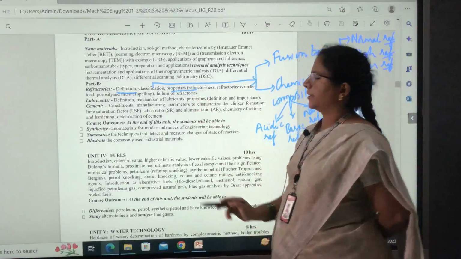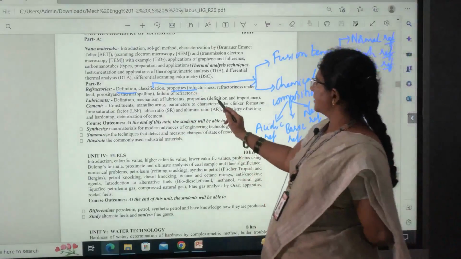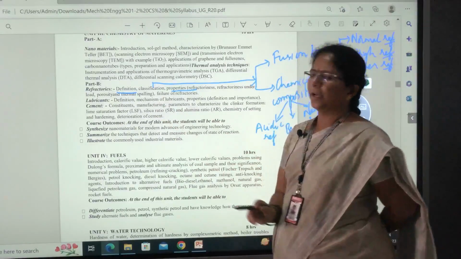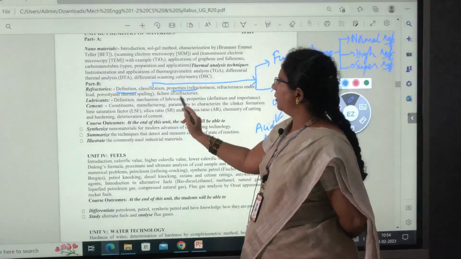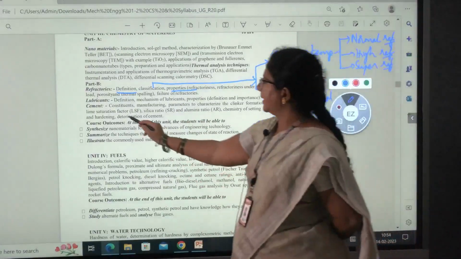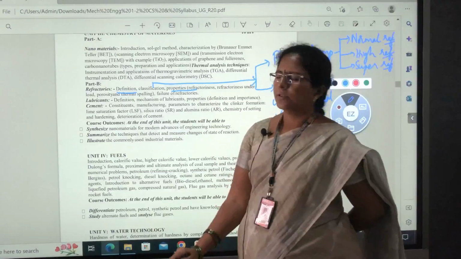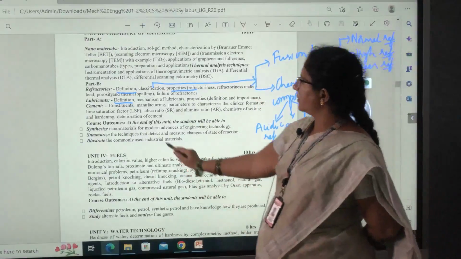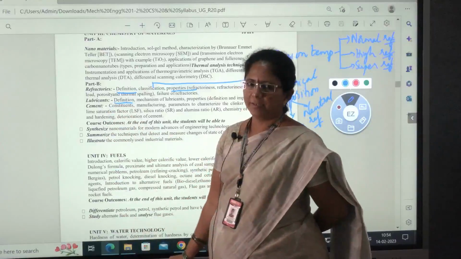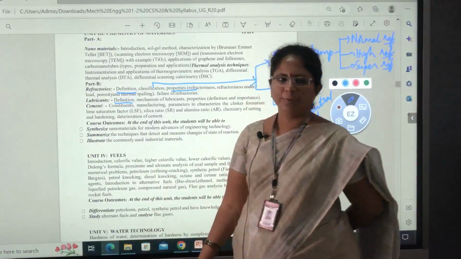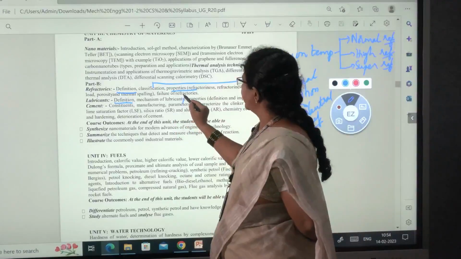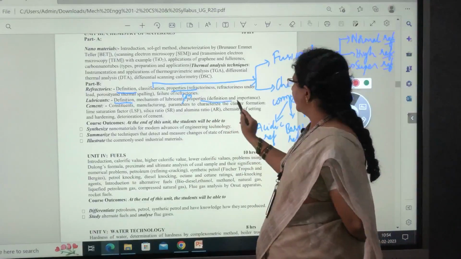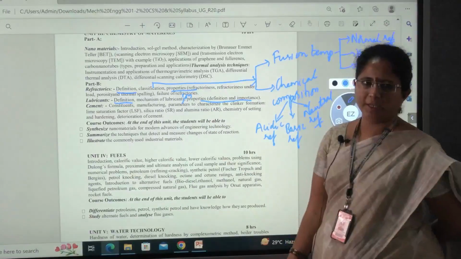Next, properties of refractories. So in properties of refractories we will discuss the refractoriness property, refractoriness under load property, porosity and thermal spalling. And next we will discuss about the failure of refractories. And second topic in part B is lubricants. So here we will be discussing about the definition. That means lubricants are the materials which reduce the friction when placed between two surfaces, and that phenomenon is called lubrication. And we will discuss about the mechanism of lubrication. And next we will discuss about the properties, definition of some properties and the importance of lubricants.